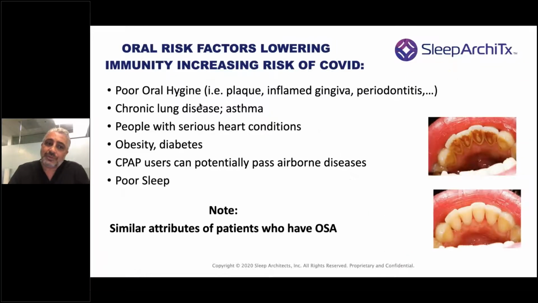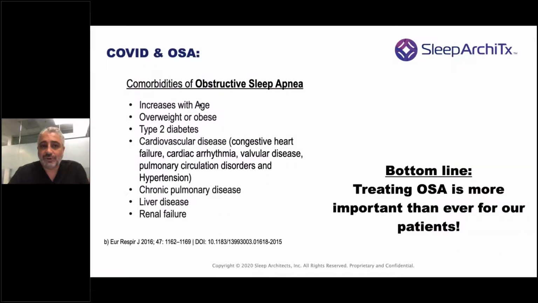Do your patients know that there's actually a process in your practice where you can talk about the risk factors? Patients with poor oral hygiene, patients with chronic lung disease, patients with serious heart conditions, obesity, diabetes, all of these airborne diseases, including poor sleep, including malocclusion, are similar attributes of patients who have obstructive sleep apnea. And now visually, you're able to give them something right away.